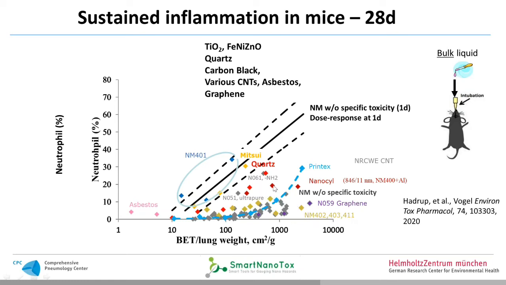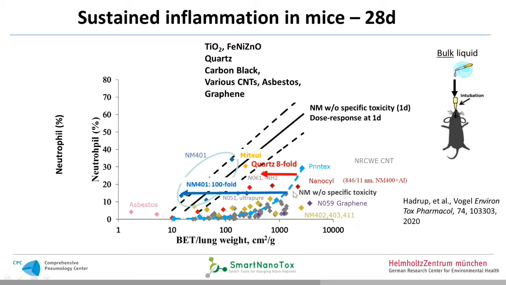The outliers or the high responders are basically Nanosil, carbon nanotubes, quartz, Mitsui, NM401, and asbestos should be too, but we gave too little of a dose. So we would have had to shift over here to see asbestos come up. We couldn't give more because the animals did not tolerate higher doses.